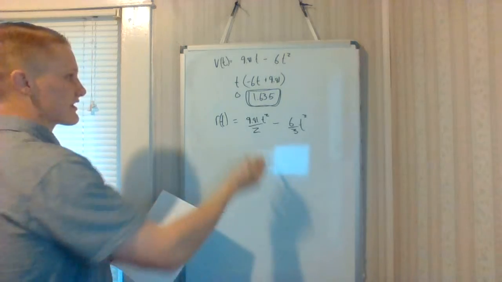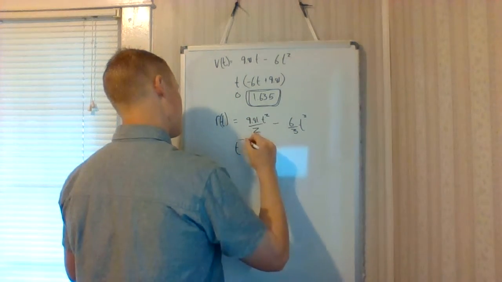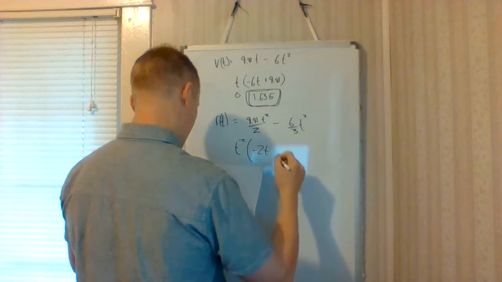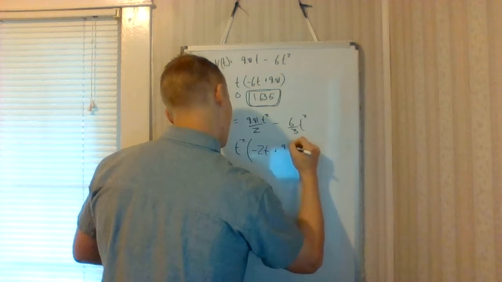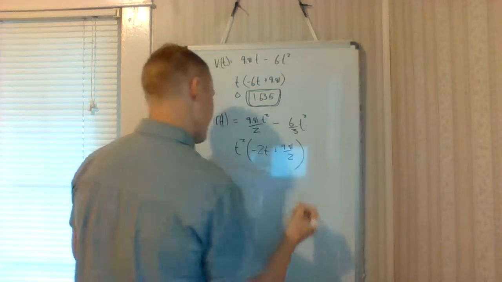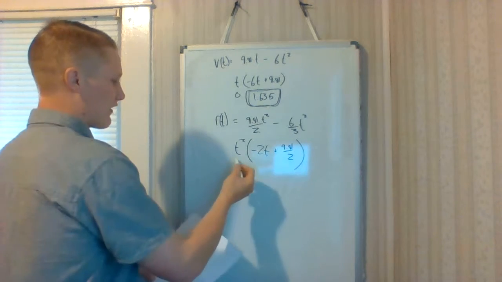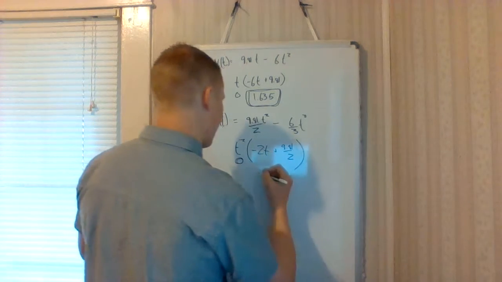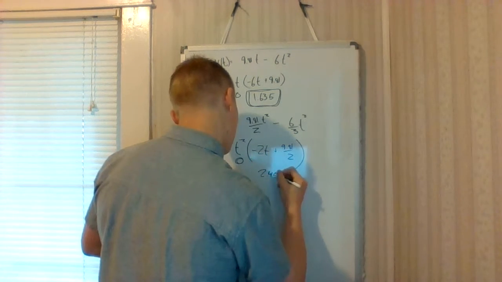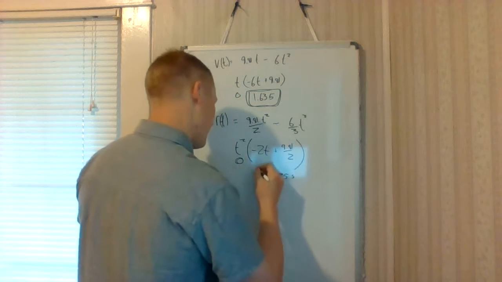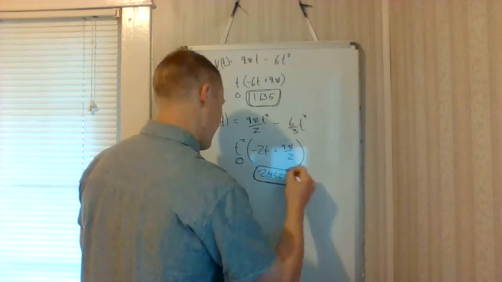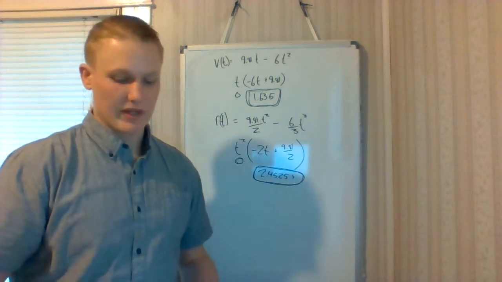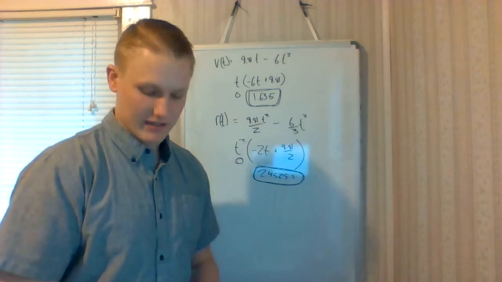And you take the zeros just the same way. You'll have a t squared times negative 2t plus 9.81 over 2. And when you solve that, you obviously still get 0 for one of your zeros, and the other is 2.4525 seconds. So at 2.45 seconds is when the box returns to its initial position. And that is question 69.